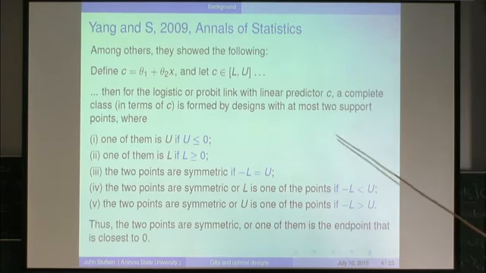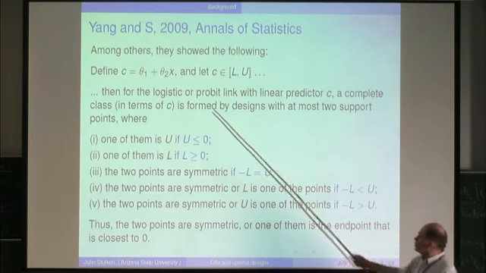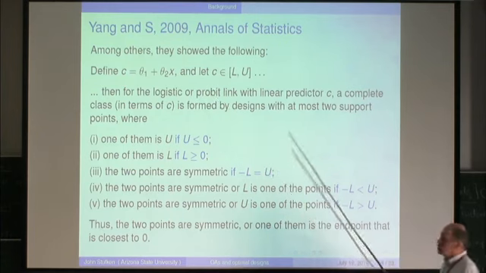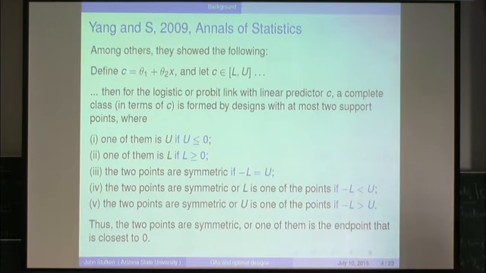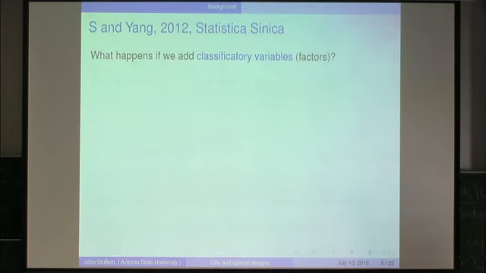And if you want to summarize these 5 different conditions, then I think it can be summarized in this sentence. The 2 points are symmetric, or one of them is the endpoint that is closest to 0. So that's the class, complete class of designs for these models, for these simple models with only 2 parameters, logistic or probit link on the generalized linear models. Okay, so that's the result that I'm going to use in just a little bit.